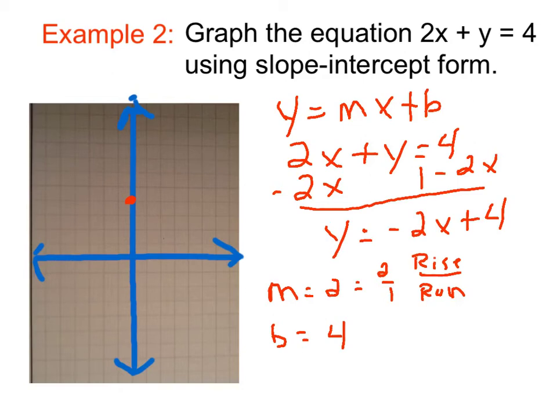Our slope is negative. I forgot the -2 here, so I'm going to put the negative in here. Slope is -2, so we are going to go down 2 over 1. So if it's negative, that means we go down. So we go down 2 over 1, and we put a point there. Once we've got those 2 points, we can draw a line through it, and there is that equation graphed.